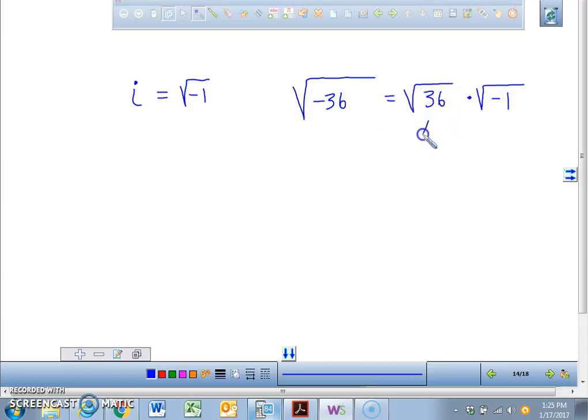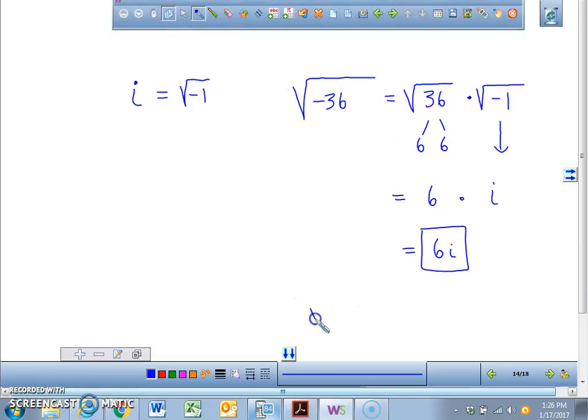Now, by itself, 36 breaks down to what? A 6 times a 6. So what is the square root of 36? 6. Okay, so the square root of 36 becomes 6. What does the square root of -1 become? The square root of -1 is I. So this becomes I. So your final answer, everybody, is 6I. That's your final answer for the square root of -36.